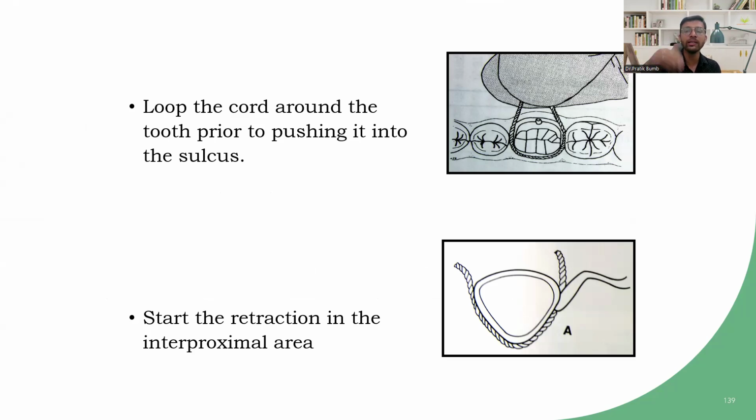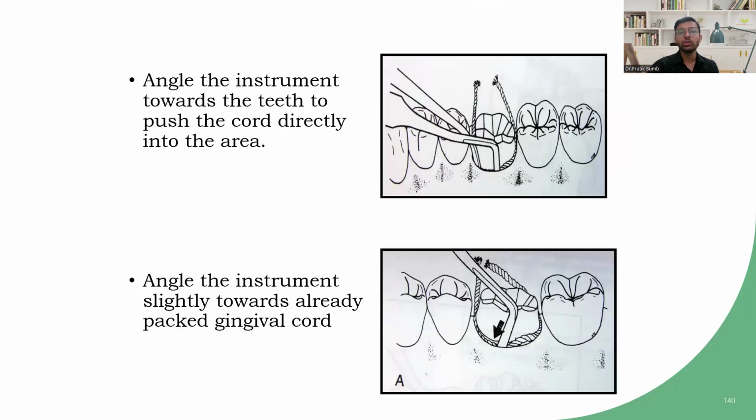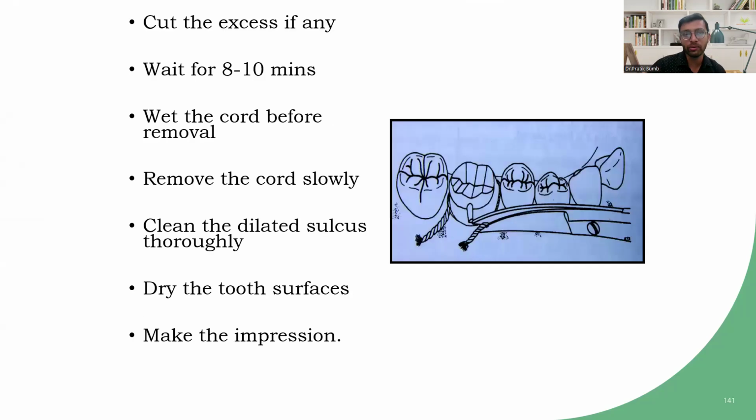If you start somewhere in between, you place your cord, and once you start pressing ahead, the retraction cord may come out. So angle the instrument towards the teeth and push directly into the area, and angle the instrument slightly towards the already packed gingival cord. If you try packing towards the cord which has already been packed, your cord will automatically go inside slowly and steadily. If you try pushing it away, your retraction cord may come out.